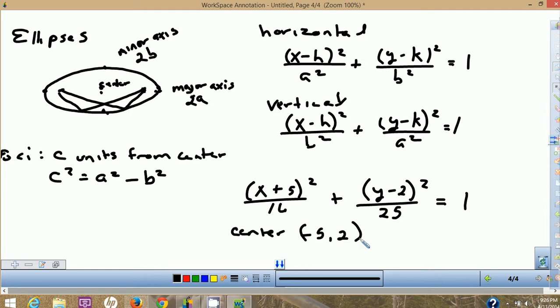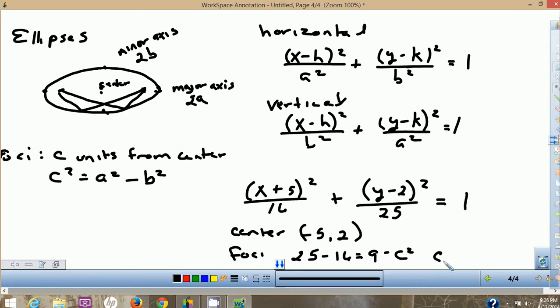Now, what are the coordinates of the foci? Well, the foci are going to be found by figuring out what c is. Remember, c squared is equal to a squared minus b squared. So a squared here is this 25, and the b squared is equal to 16. So, 25 minus 16 is equal to 9. Well, that means c is equal to 3.